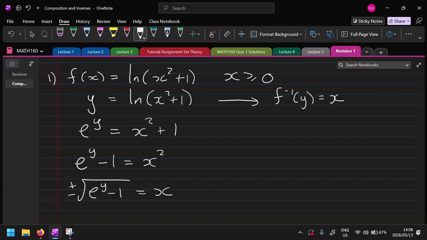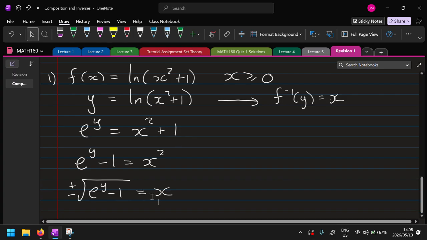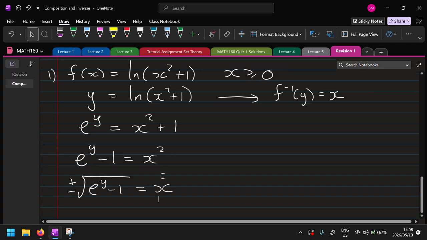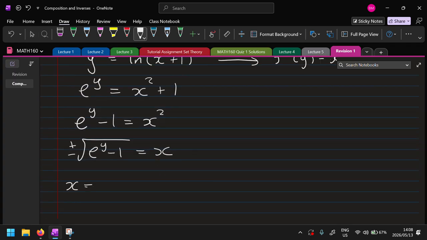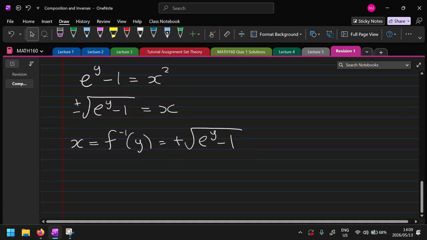Now we need to pick. Do we take the plus or do we take the minus? So this is x, that's our f inverse. Which one do we pick? The plus, right. The domain here was positive x. There we go. That's our inverse. Any questions for this first one? Oh, good. Okay. Number 2.